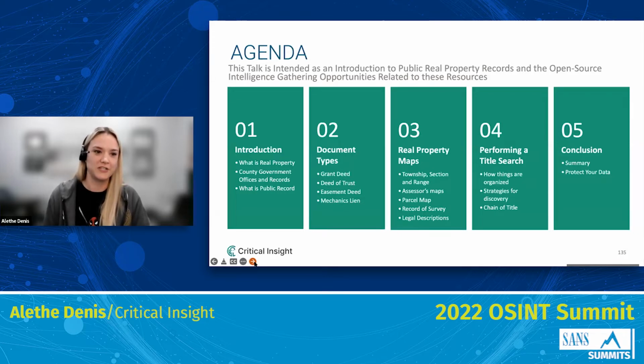So let's go. Introduction. What is real property? We're going to talk about county government offices and records, and what is public record. We're going to talk about different document types and the effects that those documents have on real property. We're also going to talk about real property maps, how those are made, what types of maps exist, and how those create legal descriptions. Then we're going to sum all of this up together while performing a title search on a real piece of property. And finally, we'll have a quick conclusion of what we learned and how to protect your own data in your real life.